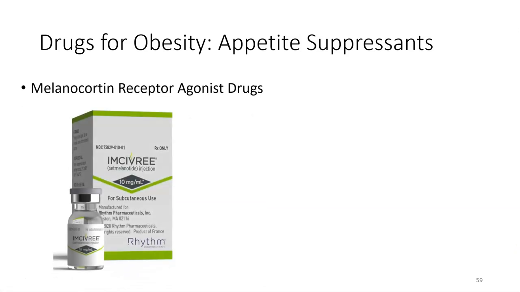Next, we have melanocortin receptor agonist drugs. These stimulate receptors in the brain that control your hunger and your feeling of fullness, satiety. So this drug is given subcutaneously. It's an injectable drug, not overly commonly given, but it is out there.